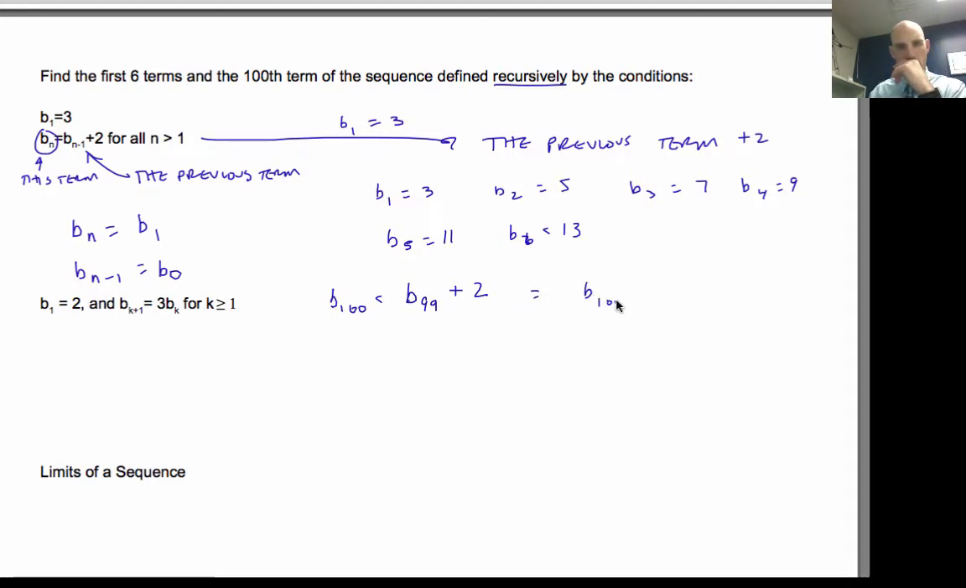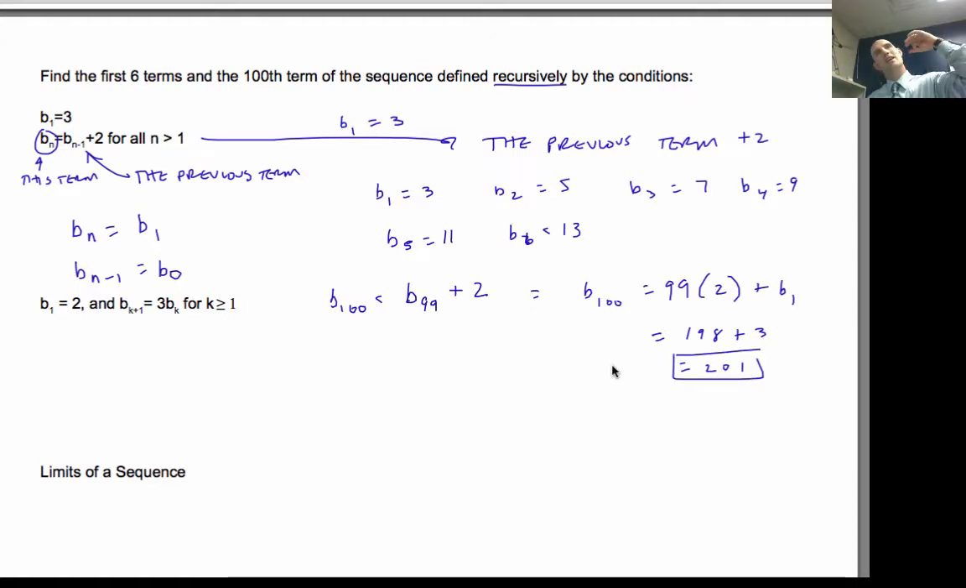B sub 100 equals 99 times 2, because there's 99 terms plus b sub 1, right? So the first term, and then 99 sets of 2 is going to give me my 100th term. So I've got 99 times 2 is 198, plus 3 is equal to 201. Okay, so it works because every time you're adding the same amount, right?